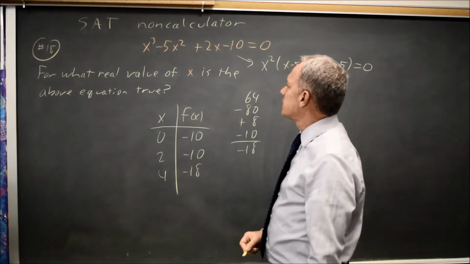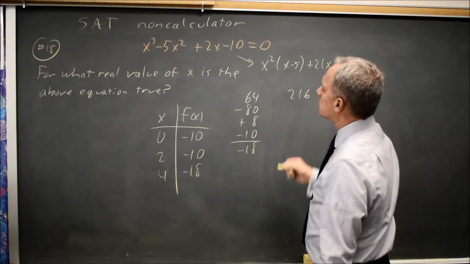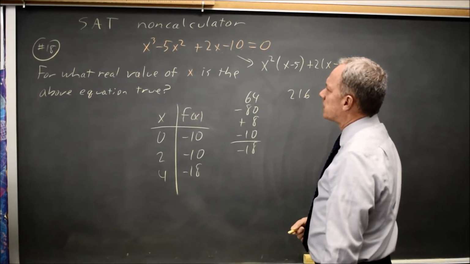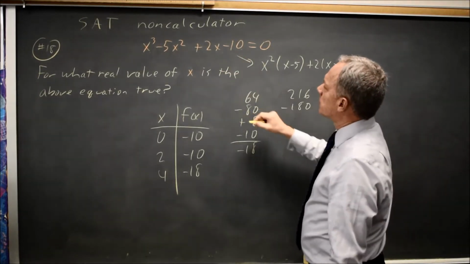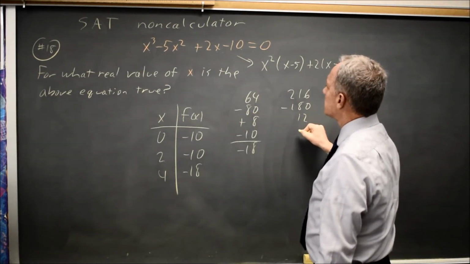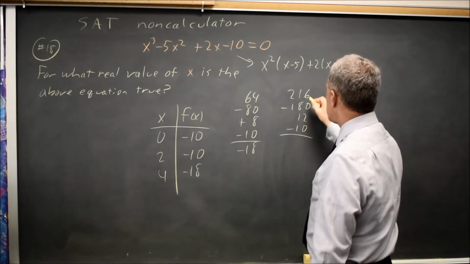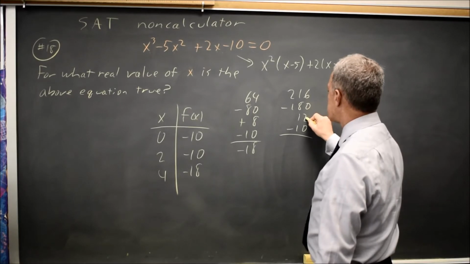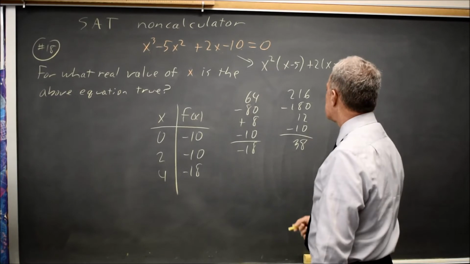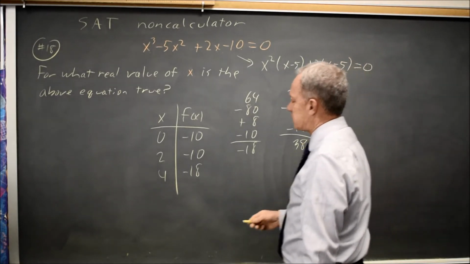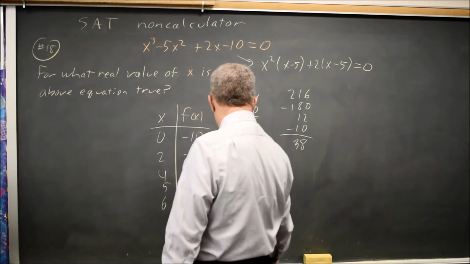If I tried 6, that's going to give me some ugly numbers, but let's do it. 216. 6 squared is 36 times negative 5 is minus 180. 6 times 2 is 12, and minus 10. So that is 36 plus 12 is 48 minus 10 is about 38, unless I made an arithmetic error. But in any case, I know that I'm positive at 6. So I would try 5, the number in between.